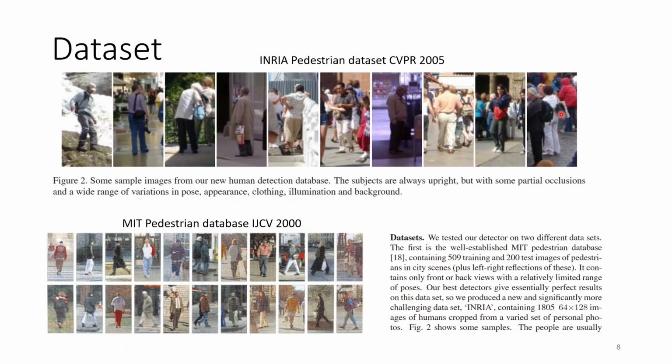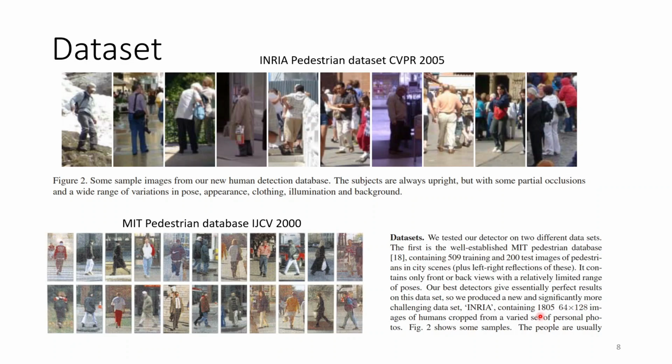Okay, so this is a section cropped from the paper. It mentioned that the MIT pedestrian dataset only contains around 700 images, but the INRIA pedestrian dataset contains around 1,800 images. It's a larger dataset with more variation. Okay, so first off, they create a larger dataset and they run their experiments on the new dataset.